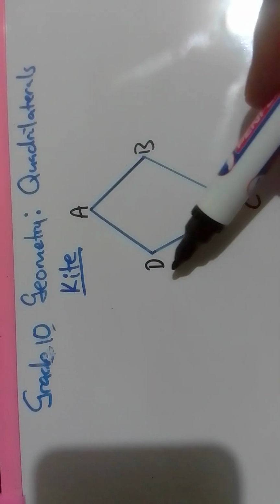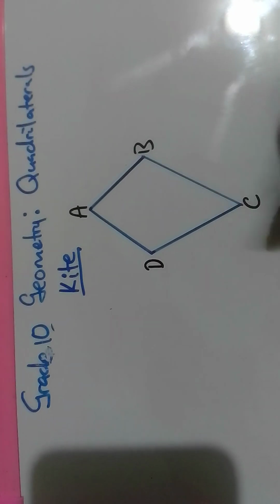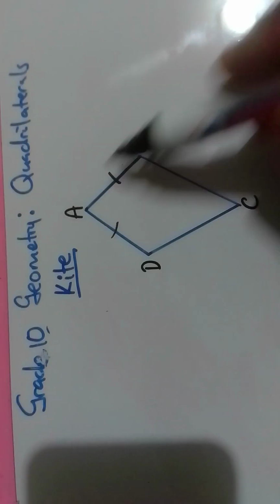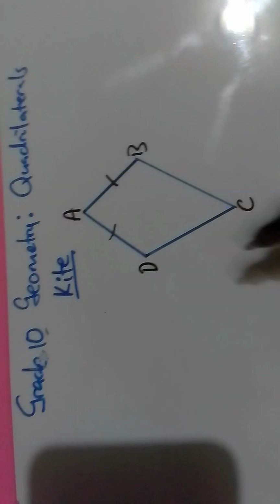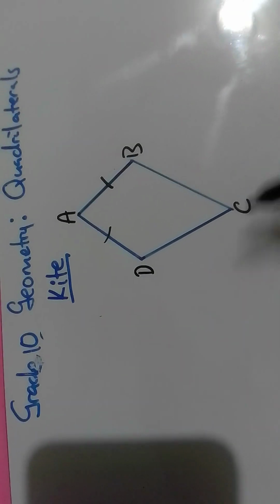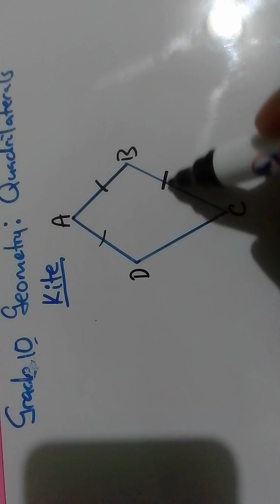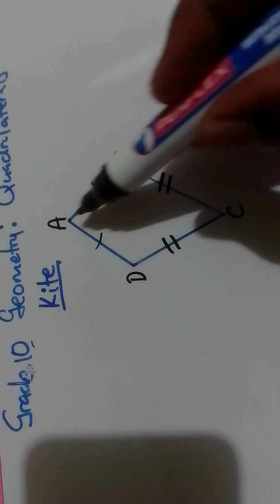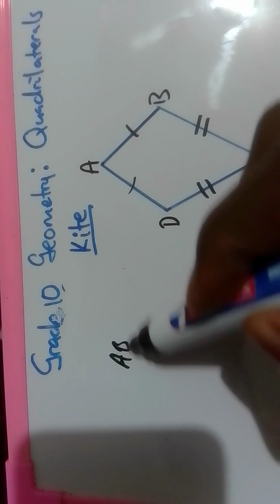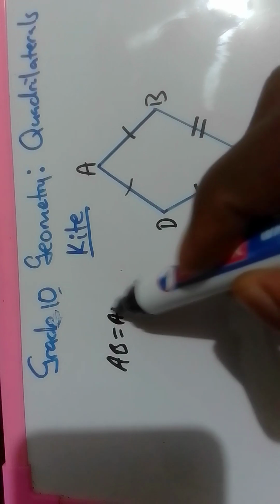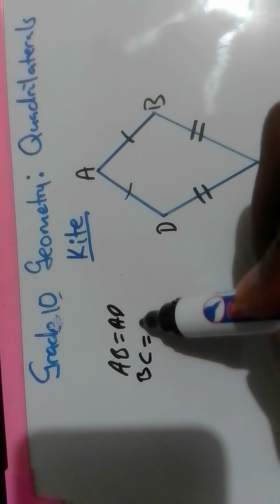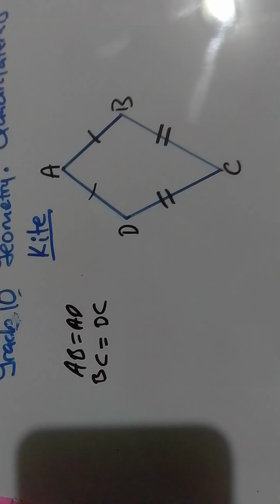Here we've got line AD and line AB, and we are told that these lines are equal. So line AD is equal to line AB, and then we've got line BC and line DC. These two lines are equal as well. But line BC and DC, observe, are not equal to line AD and AB. So we write here that AB is equal to AD, and BC is equal to DC. That's where we start off.